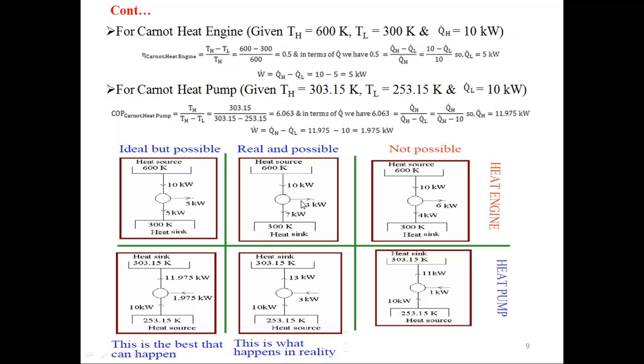Next is, if we are getting a work output of 3 kilowatt and rejecting the heat to the sink 7 kilowatt, keeping the initial condition same, this is real and possible. What happens to our practical systems? Next is, if we are getting a work output of 6 kilowatt and rejecting a heat of 4 kilowatt to the sink, this is not possible because we are getting output more than that of the efficiency of Carnot heat engine. So it is not possible. Maximum we can have is the Carnot efficiency.